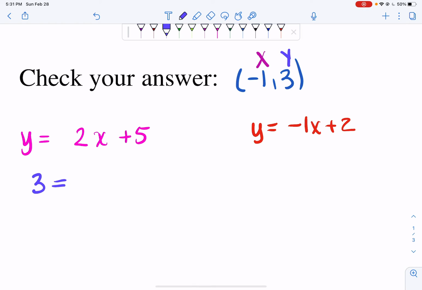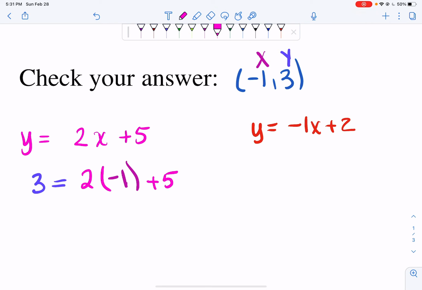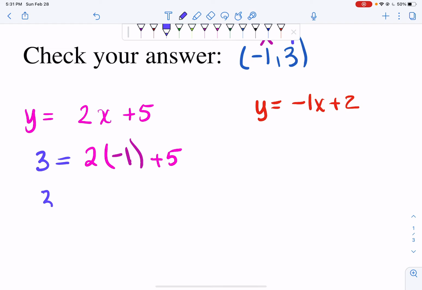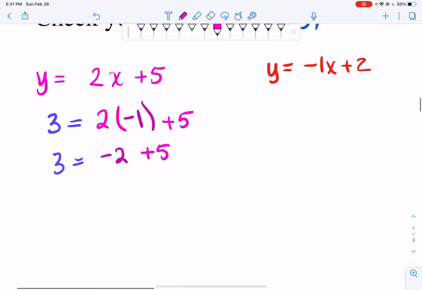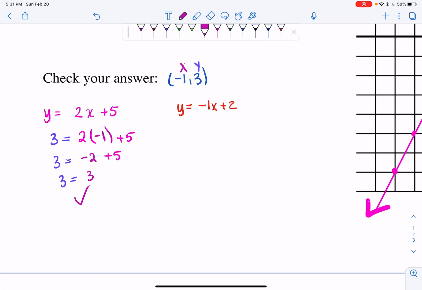So I have 3 equals 2 times negative 1 plus 5. Now I get 3 equals 2 times negative 1 is negative 2. And then I do my plus 5. Now negative 2 plus 5 is 3. So I get 3 is equal to 3, which works. So you don't have to do this for every single question, but when it says check your answer, you actually have to show me the substitution.